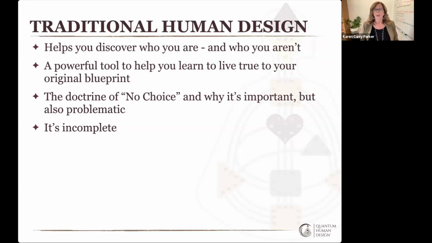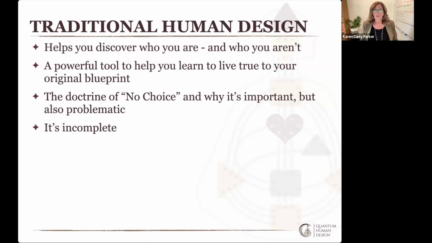One of the things that Ra taught, and traditional human design teaches, is that we have no choice. I have a quotation from Ra somewhere that says, basically, you get what you get, right? You live true to who you are. There's no guarantee you'll have money. There's no guarantee things will work out right for you. You'll just be living true to yourself, and that should be enough.